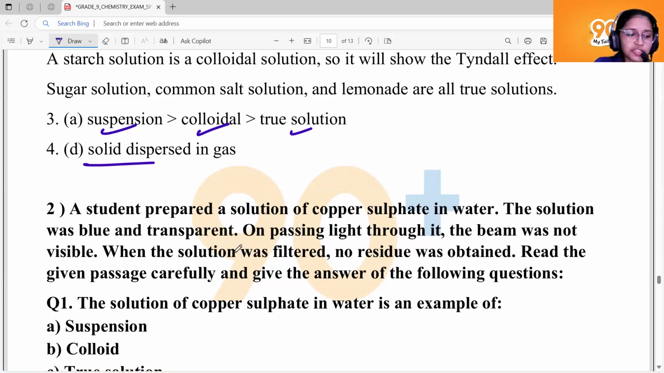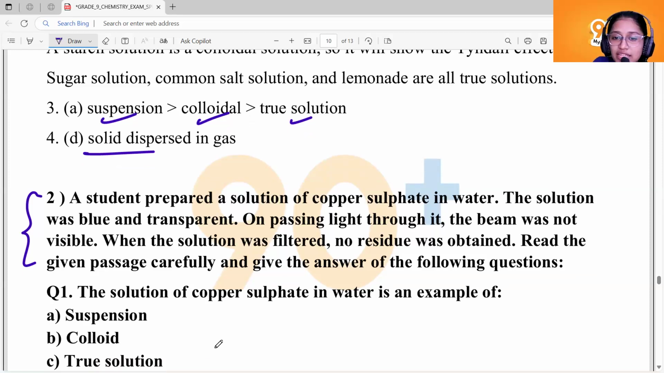Now, second question. A student prepared a solution of copper sulfate in water. The solution was blue and transparent. On passing light through it, the beam was not visible. When the solution was filtered, no residue was obtained. Read the given passage carefully and give the answer to the following question. So this was the passage. You have read it. Now we'll look at the answer questions.